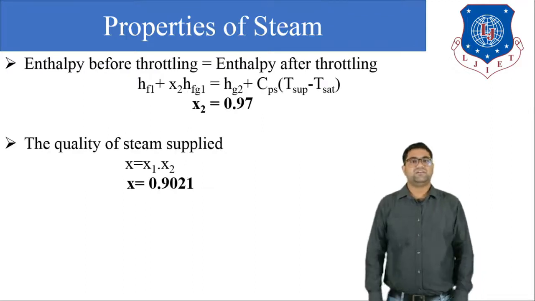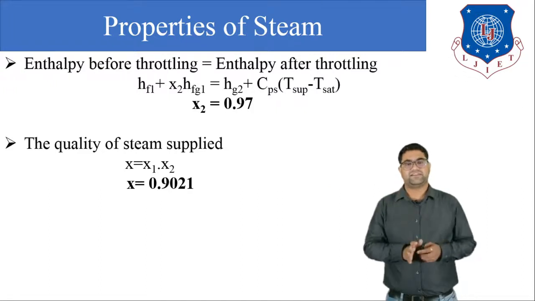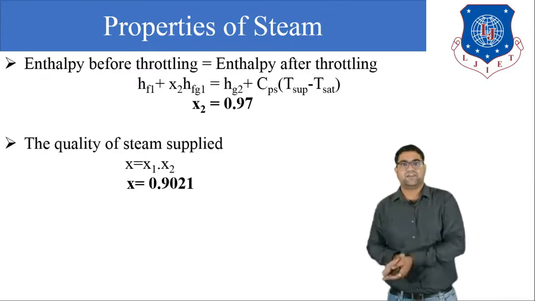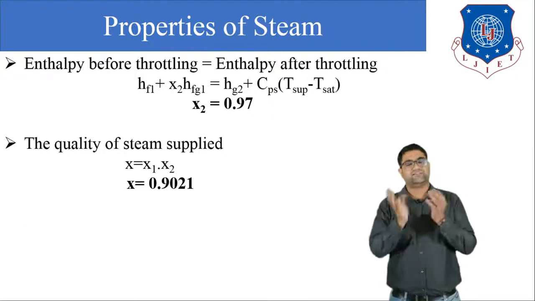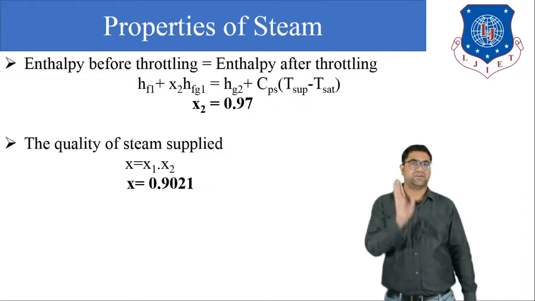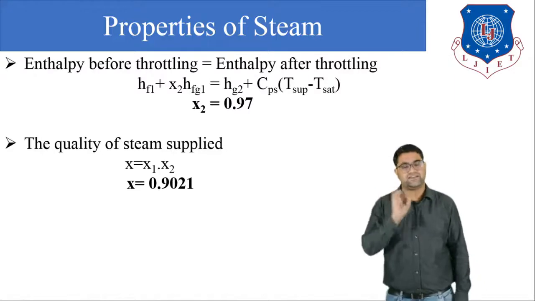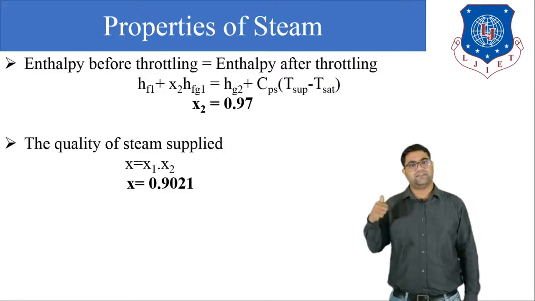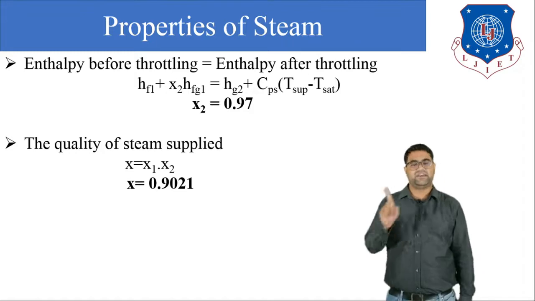Okay, so the enthalpy of the throttling calorimeter we can find with this equation: the enthalpy before throttling equals the enthalpy after throttling. Before throttling the steam was wet, so we can write hf1 plus X hfg1. After throttling it is converted into superheated steam, so we can write hg2 plus Cps times T superheated minus T saturated. From this we get the value of X2 equals 0.97. So for the separating calorimeter the dryness fraction X1 is 0.93, and for the throttling calorimeter the value of X2 is 0.97.